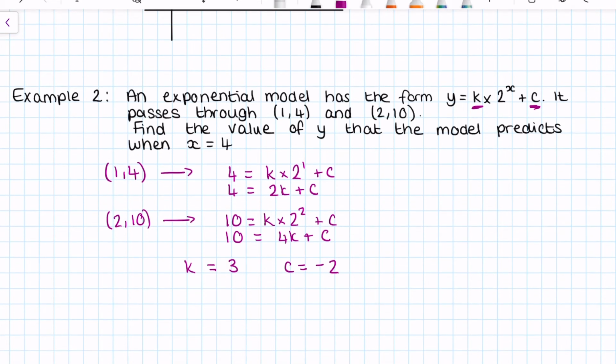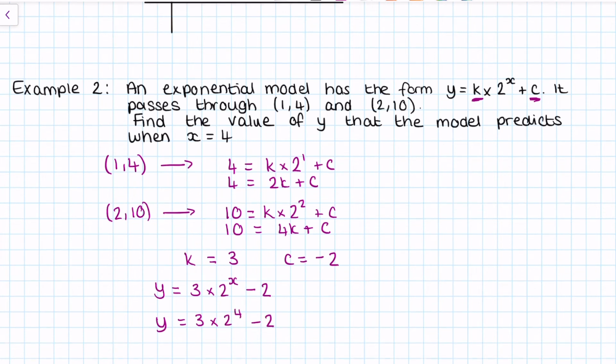Which means our actual equation is y equals 3 times 2 to the power of x minus 2. Now we can predict what y would be when x is 4. We just need to sub 4 into the equation. So y equals 3 times 2 to the power of 4 minus 2. Put that in your calculator and you'll get an answer of 46.